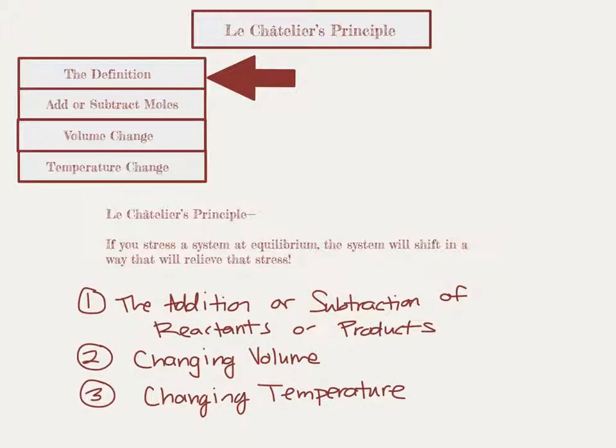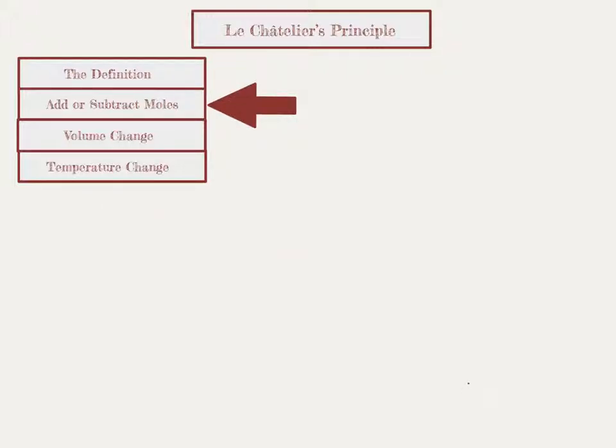Now let's consider all 3 of these kinds of stress in metaphors to see if we can visualize their impact. The first kind of stress, the addition or subtraction of reactants or products, can be visualized with a simple balancing example. Let's say you have a plank that is balancing on 2 blocks. When the plank is flat, it represents the equilibrium system having the ratio defined by the equilibrium constant.